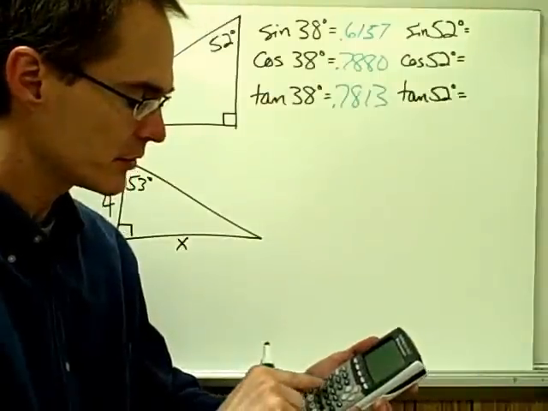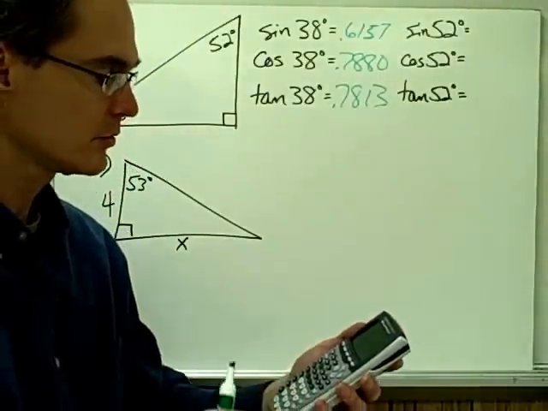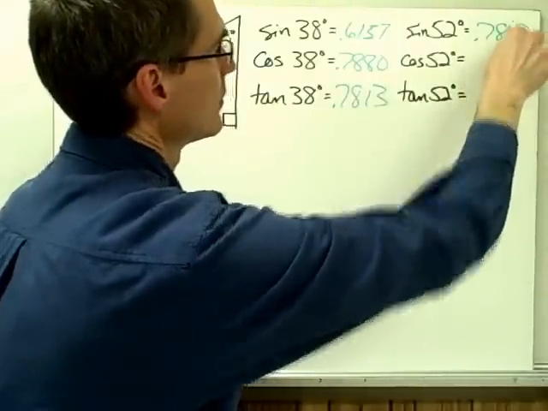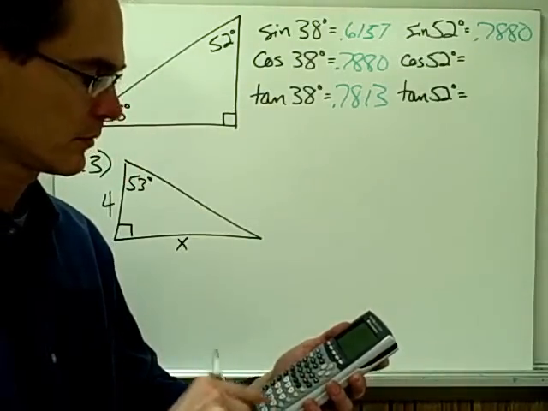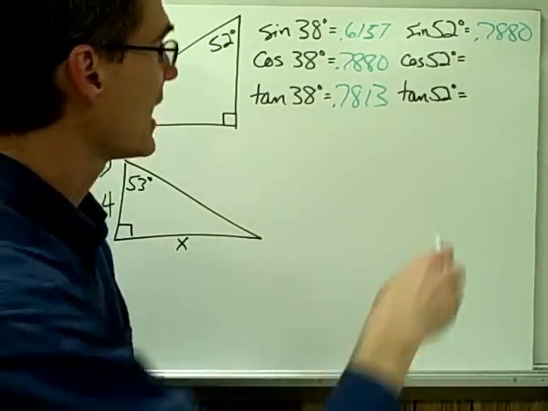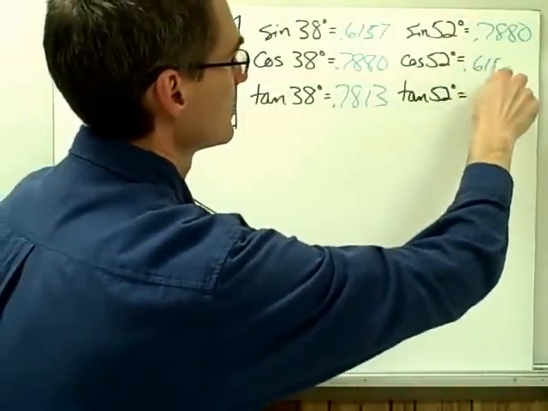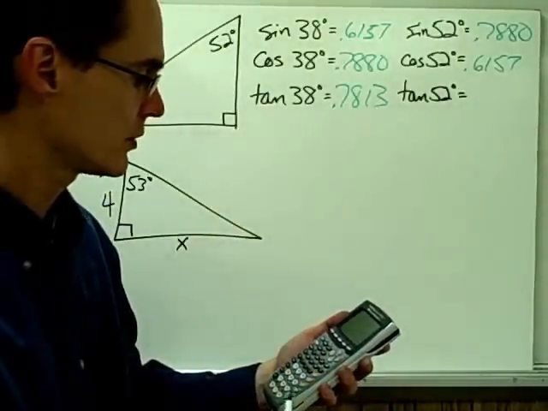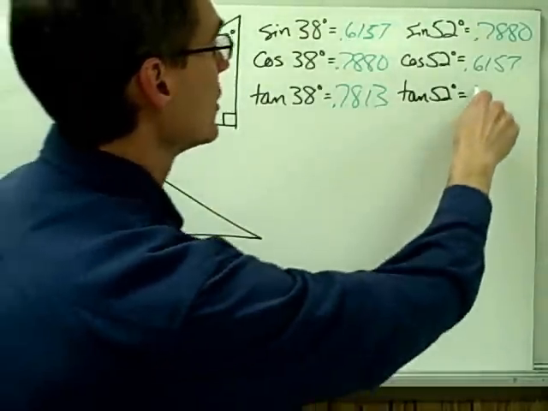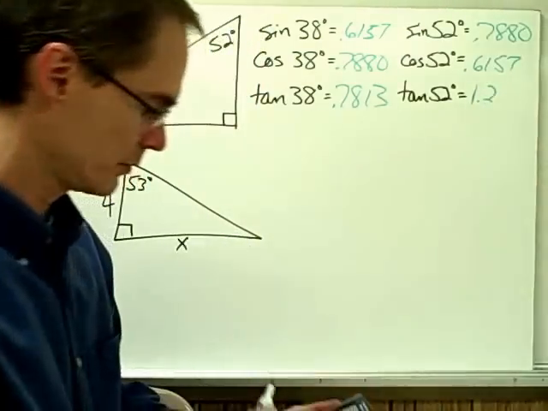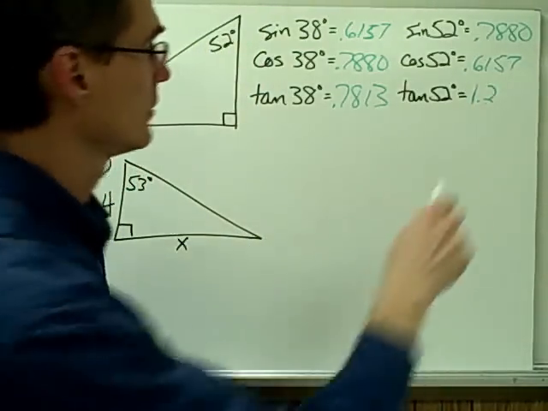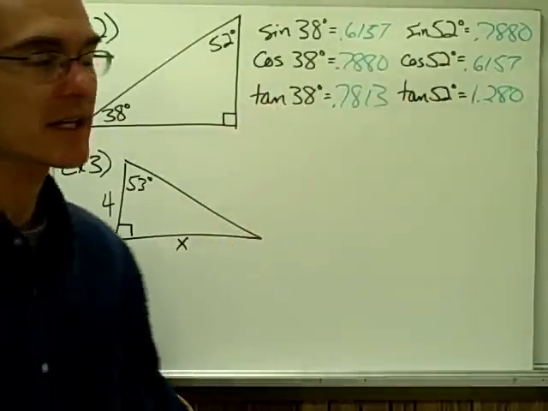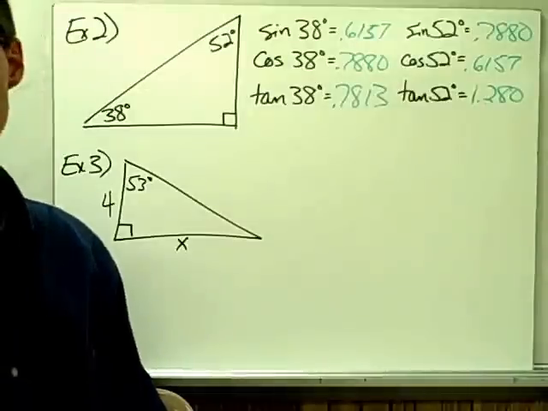All right, now let's do the same thing with the other acute angle in the triangle, the 52 degree angle. Sine of 52, I just punch in sine 52, enter: 0.7880. Cosine of 52, 0.6157. And tangent of 52, 1.280. And now I have sine, cosine, and tangent for each one of my two angles.